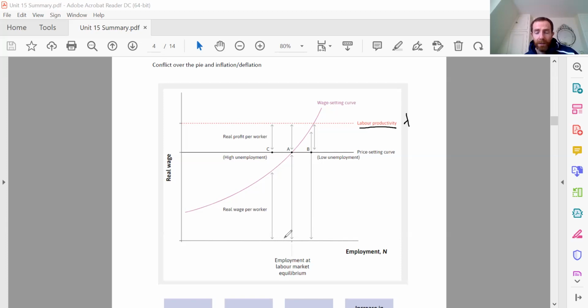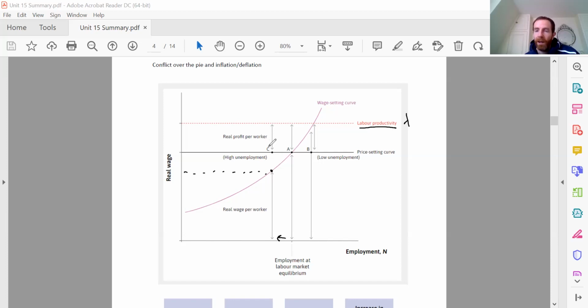So let's imagine a shift to the left first, right? A shift to the left where employment is falling. And that means we're moving along our wage setting curve, where the real wage that workers would require in order to put in effort is now actually lower. And at the moment, the price setting curve hasn't shifted or anything like that.